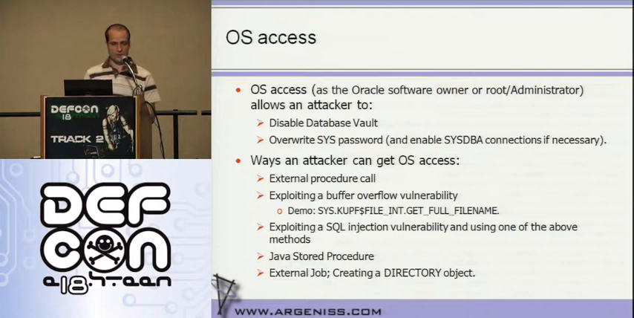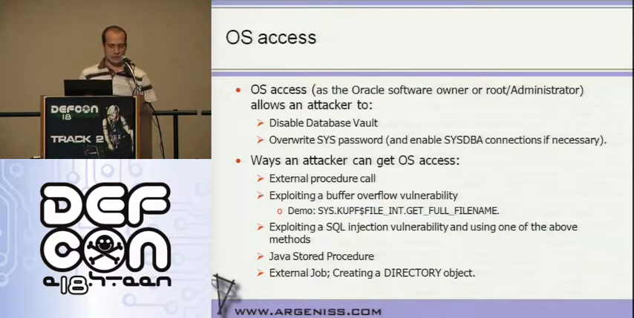Oracle software owner, or as root or administrator user in Windows, allows an attacker to disable Database Vault and additionally to overwrite the SYS password and enable the SYSDBA connections if they are disabled. There are many ways in which an attacker could get operating system access. There is the external procedure call method. The following example is about this method.